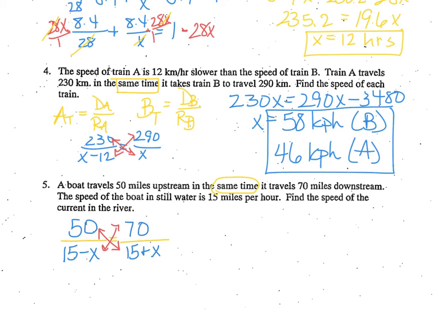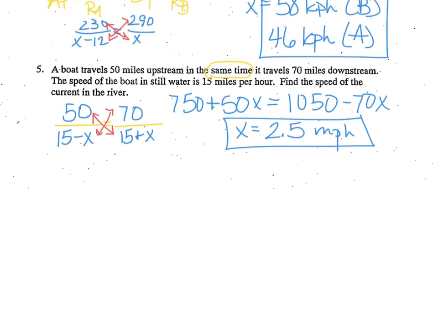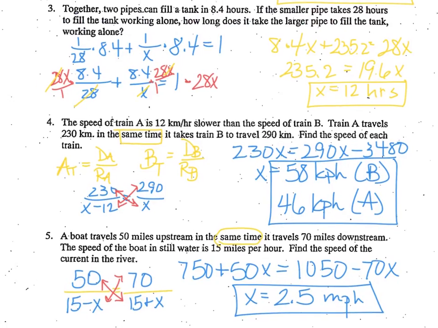I do. We get 750 plus 50x is equal to 1050 minus 70x. And if you go through and solve, you get x is 2.5. Remember, x is actually the current of the river, so it's miles per hour. Oh, and that's our last one for notes.